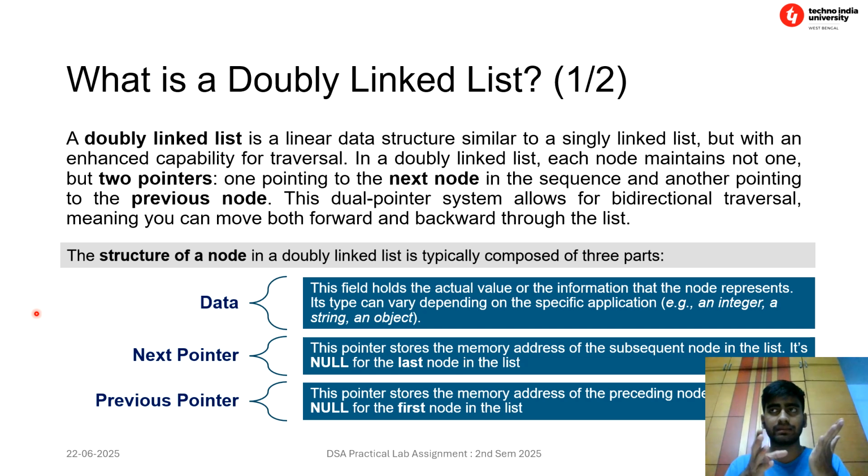Now, what do I mean by bidirectional traversal? In a single linked list, we could only move from one node to the next node, and from that node to the next node, because we have the pointer to the next node. But we couldn't move backwards because we did not have any pointer linking one node to its previous node. This exact problem is solved in a doubly linked list by the previous pointer in a node. Basically, we can go backwards as well as forwards.